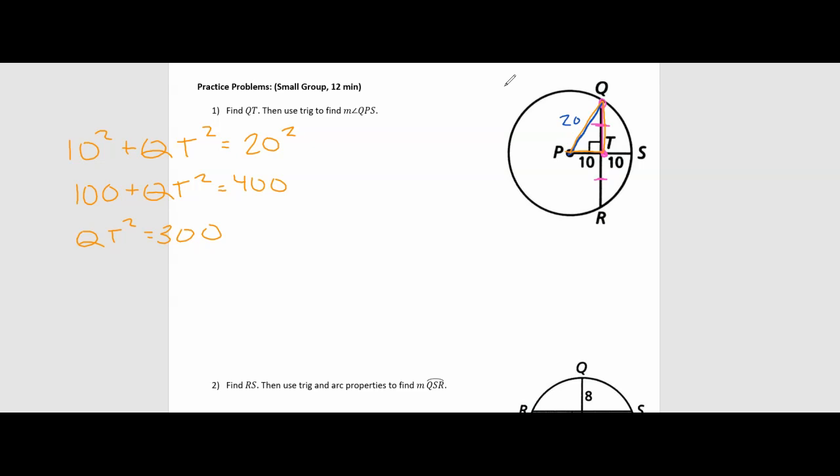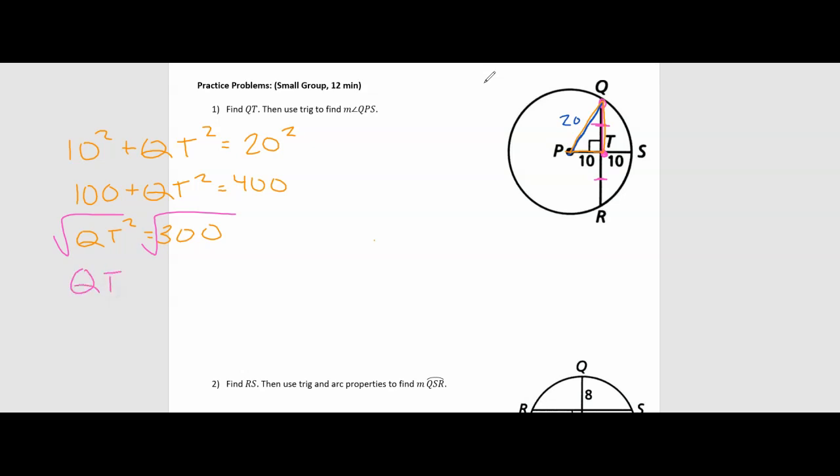And we are rounding to, let's see, does it say? It actually doesn't say. So why don't we just give an exact answer? Take the square root of both sides. I get QT is equal to the square root of 300. I need to break that up though. So let's break that up into the square root of 100 times the square root of 3. That means QT is equal to 10 times the square root of 3. That'd be an exact answer. I'm guessing it would be about 17 point something for the rounded answer.